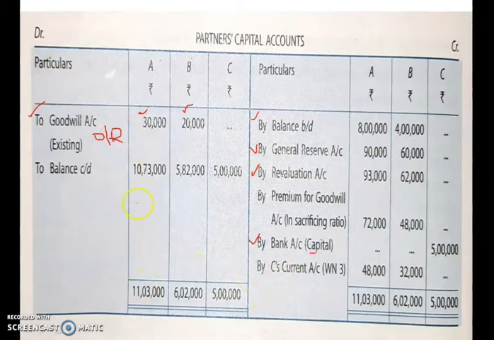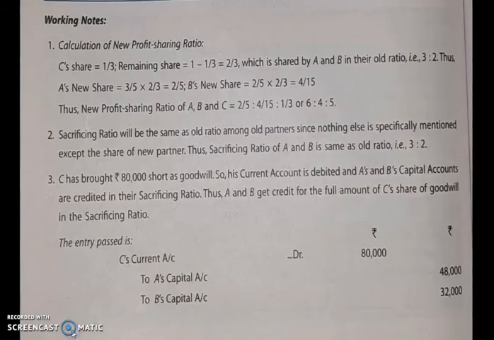Okay, so there are 2 goodwill amounts given to you. The existing goodwill in the balance sheet, which you have written off to the old partners in the old ratio. What about the goodwill brought by C? For that, you have to calculate the sacrificing ratio. As I told you, the new partner brings goodwill to compensate for the sacrifice the other partners made due to the admission of the new partner. So here you are supposed to calculate the sacrificing ratio of the partners.